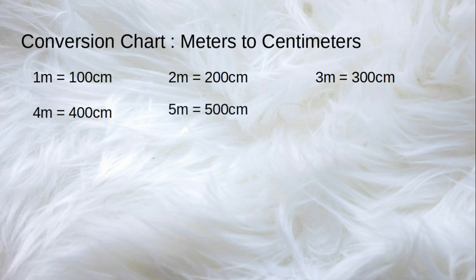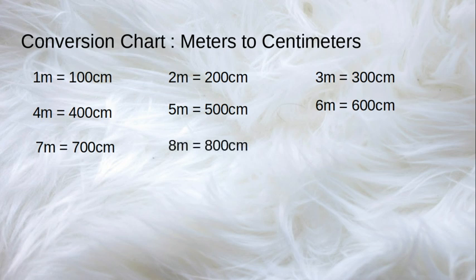6 meters would be equal to 600 centimeters. 7 meters equals 700 centimeters. 8 meters equals 800 centimeters. 9 meters equals 900 centimeters. Remember, the m is an abbreviation for meter, and the cm is an abbreviation for centimeters. Here's a challenge question. How many centimeters are equal to 10 meters? Did you say 1,000 centimeters? Then you'd be correct.